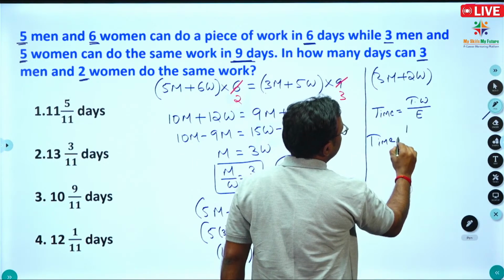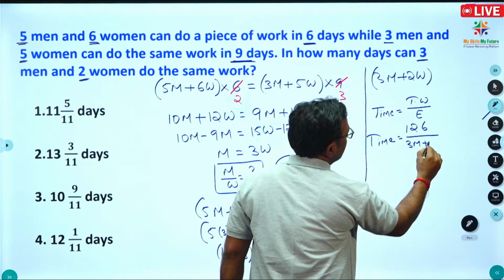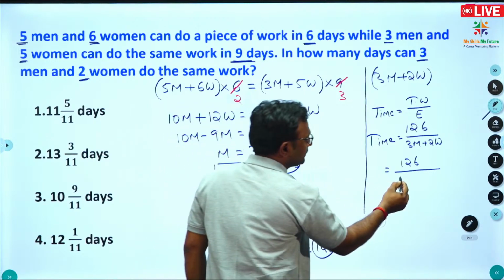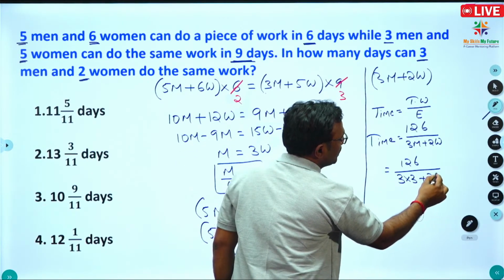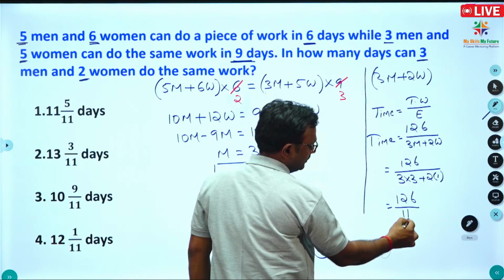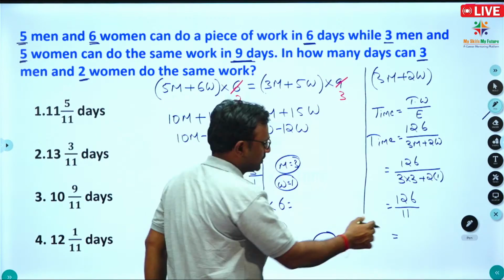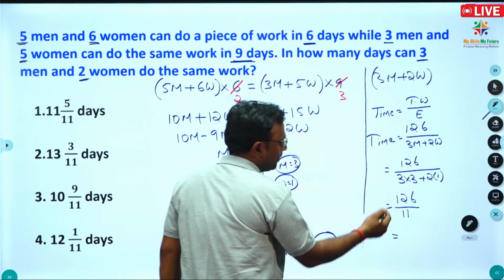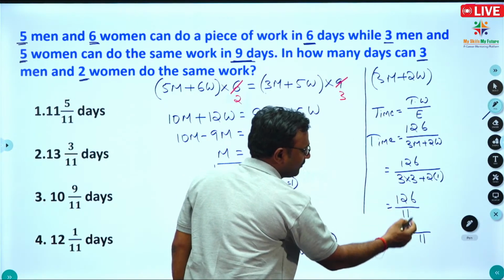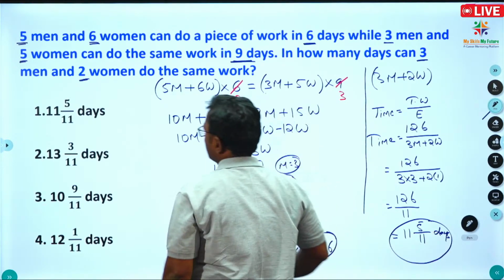Okay, total work is 126 by 3 men plus 2 women. So 126 by, 3 men is equal to 3, so 3 3s are 9, plus women is equal to 1, so 2. So 126 by 11. Here is an improper fraction, so we need to transform it into a mixed fraction. 11 11s are 121, again 5 is there. So 11 5 by 11 days. So option 1 is correct.